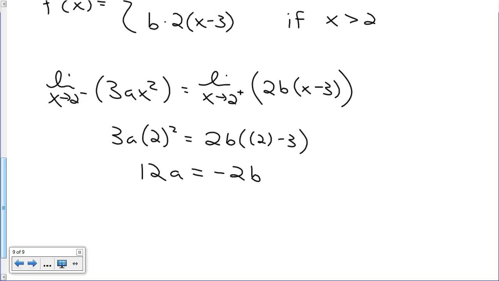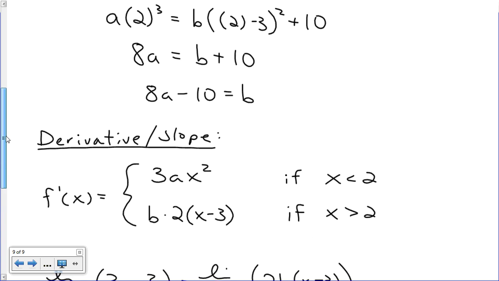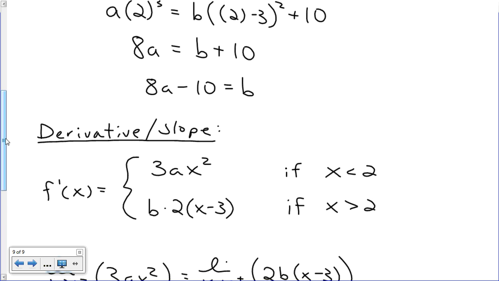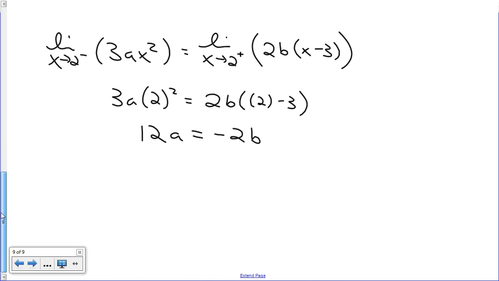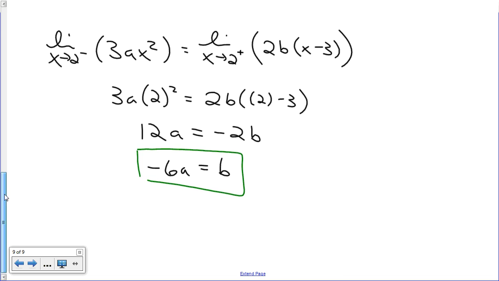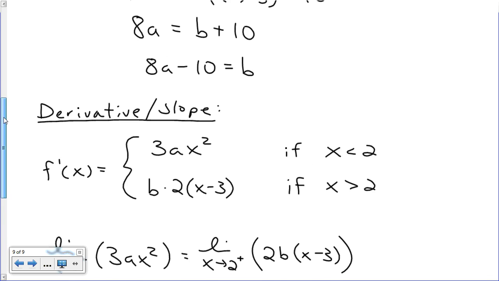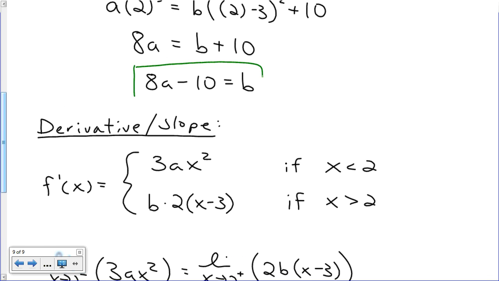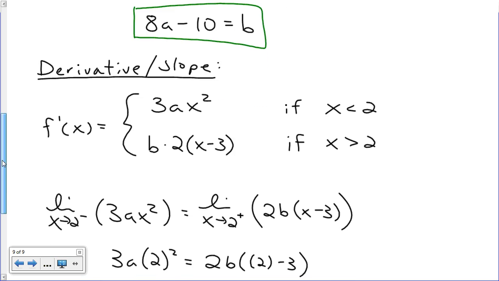And again, you can see how you have a system of equations. If I just scroll up here, you can see our first equation that we came up with was that 8a is equal to b plus 10, which we solve for b. And I'm going to do the same thing down here, divide through by the negative 2, so I'll get a negative 6a is equal to b. And so now I have 2 equations and 2 unknowns. I have b is equal to negative 6a, and I have that b is also equal to 8a minus 10.